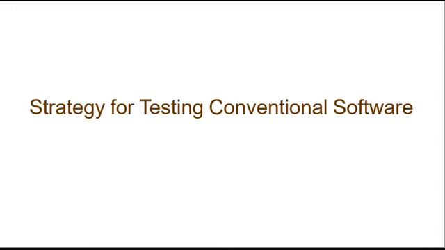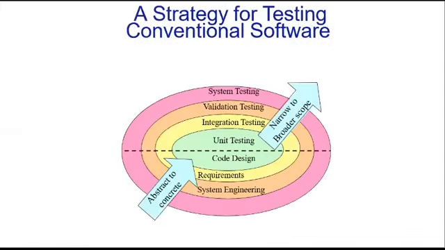Next is a strategy for testing conventional software. Now there's a diagram that represents the conventional software strategies. You're going to begin abstract to concrete and then narrow to a broader scope. The different testing are system testing, validation testing, integration testing, unit testing, code testing. So this is all your types of testing. This is your core.